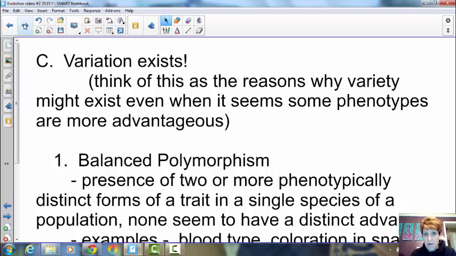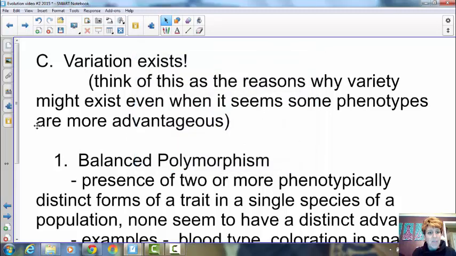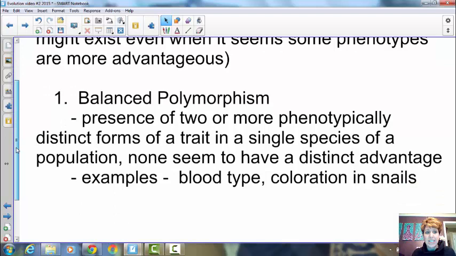Variety. We got to talk about variety. We know that it exists, and what are all the things that help give us a lot of variety. So the first thing that increases the amount of variety that we see is the existence of balanced polymorphism. I know that you know poly means many, morphism means shapes or forms. So there's a balance in the environment between many different forms or phenotypes.